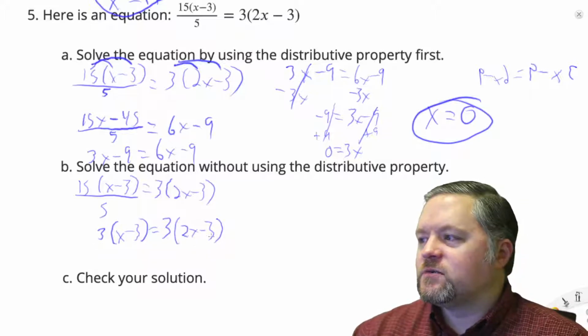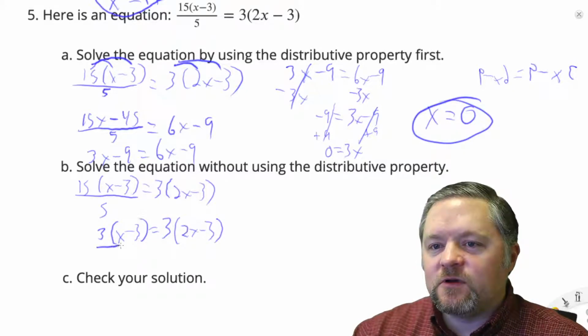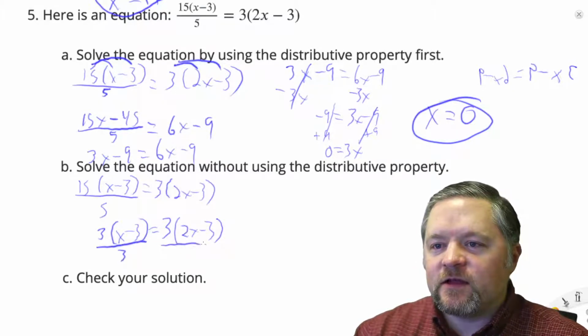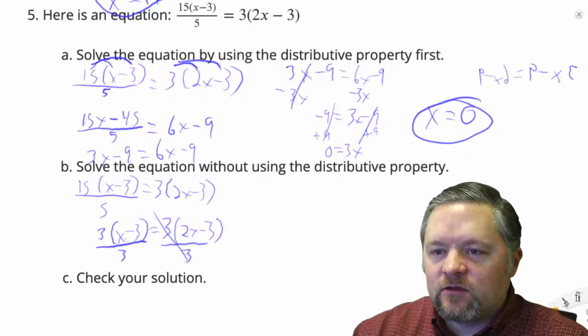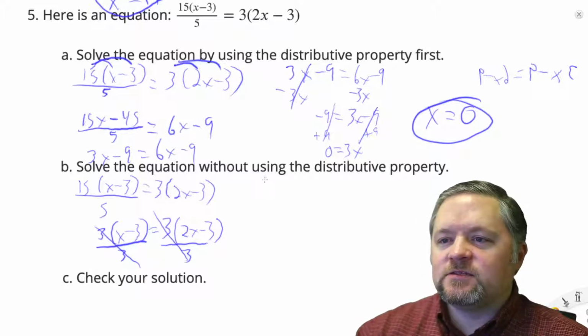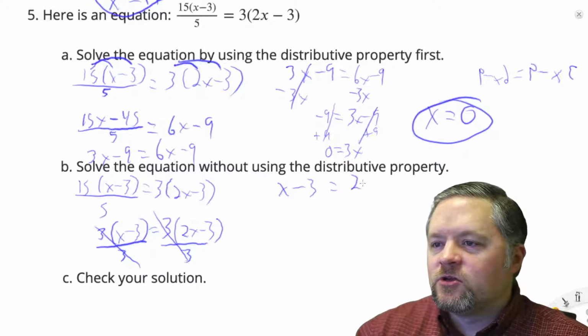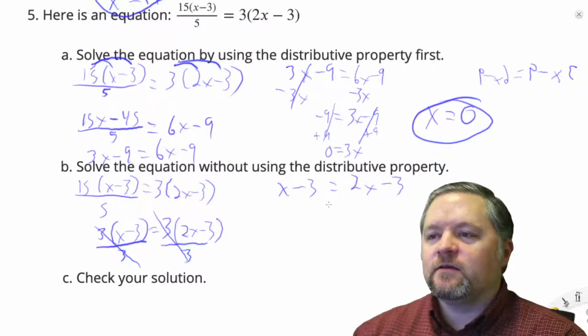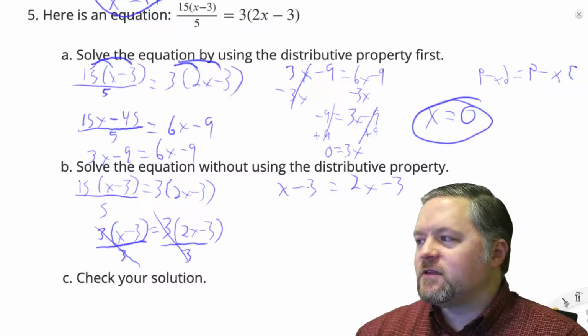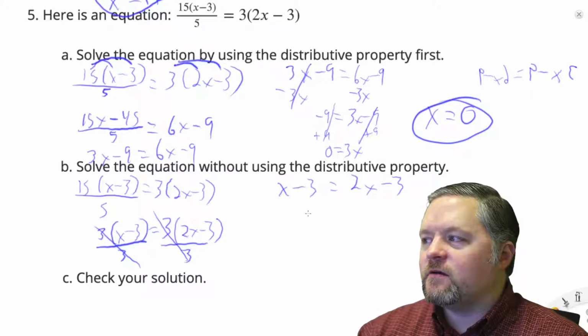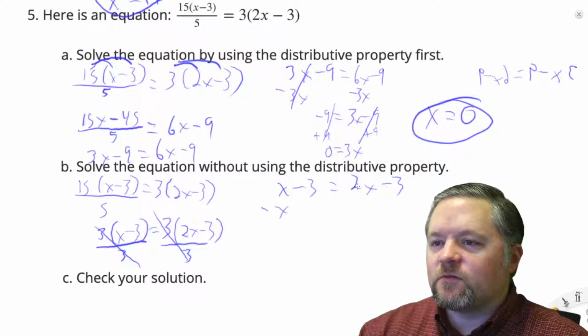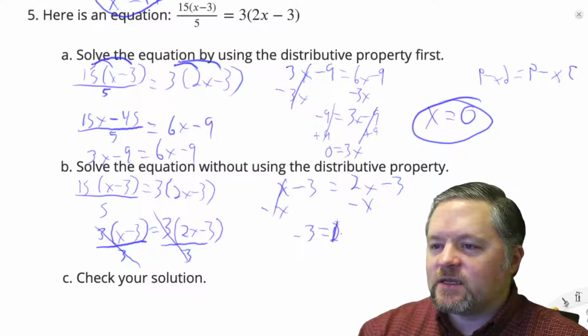Now, this whole side's multiplied by 3. This whole side's also multiplied by 3, so I can divide everything by 3. Those cancel, those cancel. I'm left with x minus 3 equals 2x minus 3. Get all the x's on the same side. There's more of them on the right. So I'll subtract an x from here, which means I have to do it to the other side. Those will cancel. Negative 3 equals 2. Nope. 2x minus x is 1x.